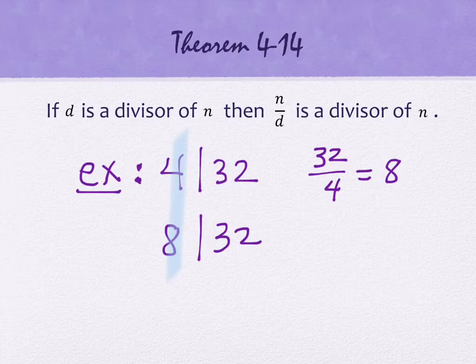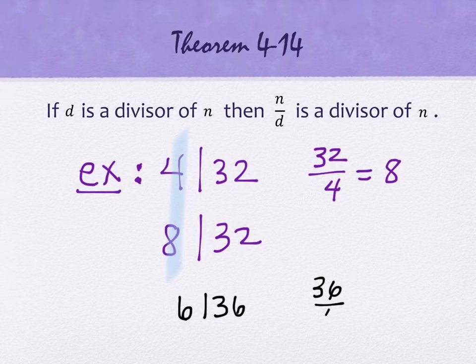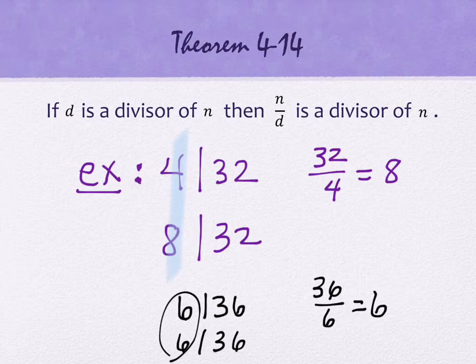Now, it's a little tricky. You know, it might be an unhelpful divisor, right? Like 6 divides 36. Okay, but 36 divided by 6 is 6, so I just get another 6, right? It doesn't have to be distinct. These pairs are actually identical, right? This pair is itself. But it comes in pairs. Divisors come in pairs.